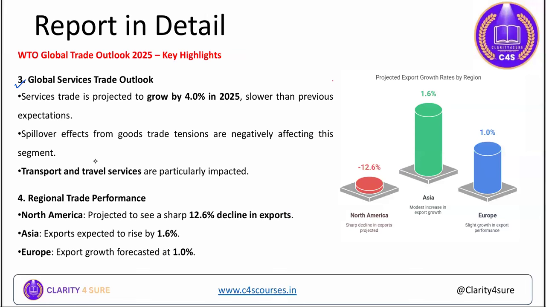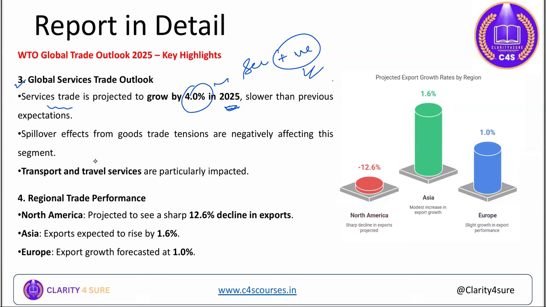So you can find out over here that services trade is projected to grow by 4% in 2025, slower than the previous expectation. The previous expectation is higher, but right now at least the service sector is going to perform in a positive state, right? So we are not seeing a negative growth in the service sector, rather a positive growth in the services sector, unlike the negative growth that we have seen in the merchandise sector.